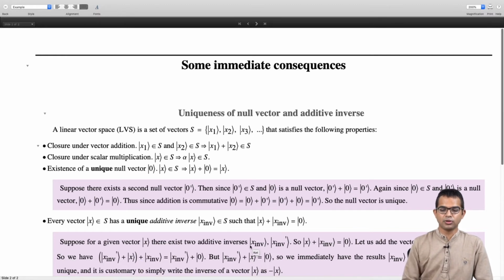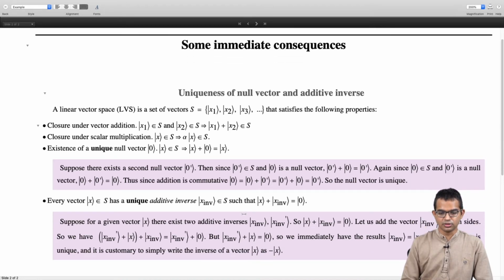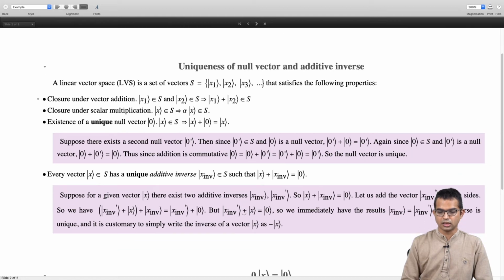I mean, if you want to be very precise, it must be written as x plus additive inverse is equal to the vector 0, right? It's a vector 0, but oftentimes it is just written as equal to 0, right? Just the scalar 0. And so the reason for this is the following.